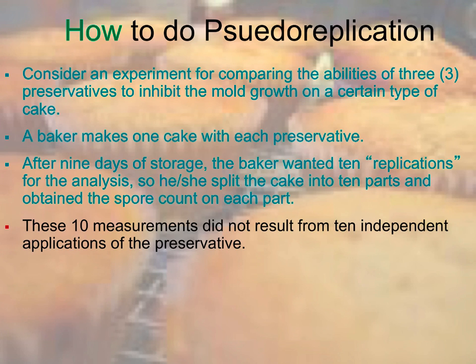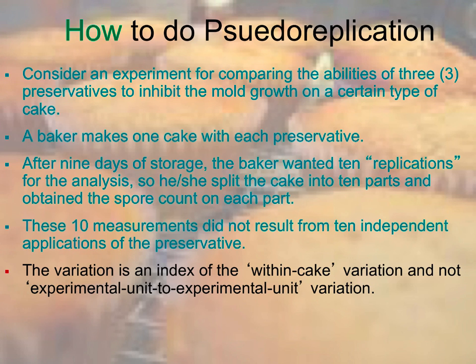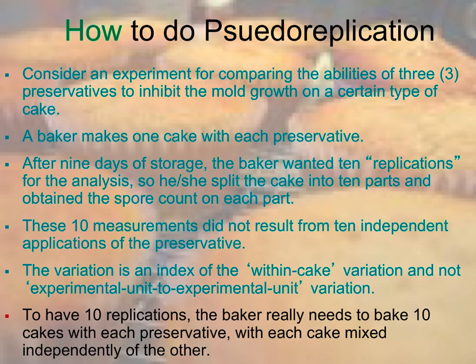These 10 measurements, however, did not result from 10 independent applications of the preservative. So the variation is an index of the within cake variation and not experimental unit to experimental unit variation. To have 10 replications, the baker really needed to bake 10 cakes with each preservative, with each cake mixed independently of the other. So you'd need to have 30 cakes in total. And you'd have to do all that randomization to make sure that your experiment was conducted properly as well.